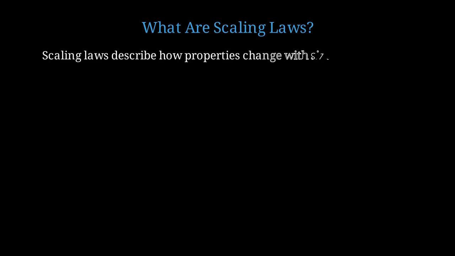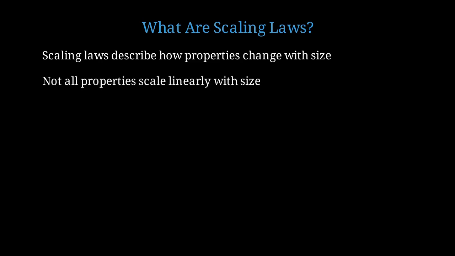Scaling laws describe mathematical relationships that tell us how various properties of a system change when we change its size or scale. Here's the key insight. Not everything scales linearly. When you double the size of something, some properties double, but others might increase by a factor of 4, 8, or even more.